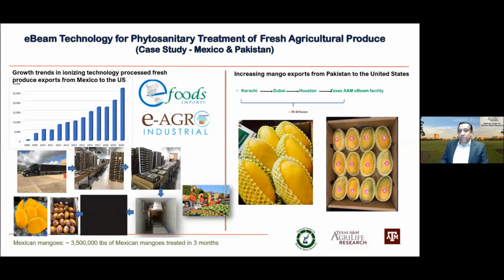So this is an example of how private industry has really come in and harnessed this technology to make a big impact on its export volume. The program has been so successful that Pakistan is now building the second electron beam facility in Lahore. The first one has already been built and is operational in Karachi. The second facility is in Lahore.